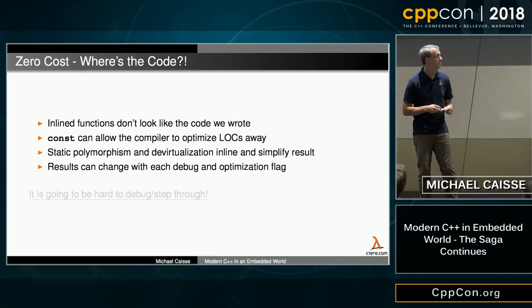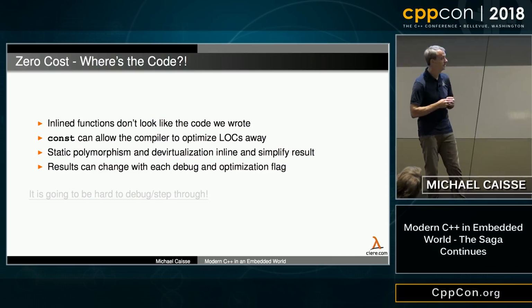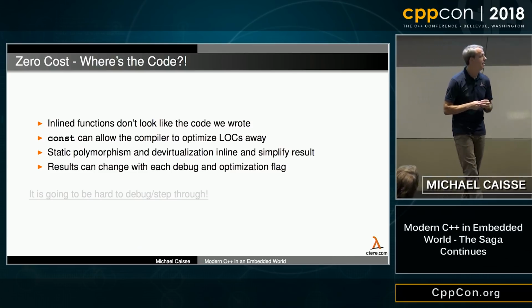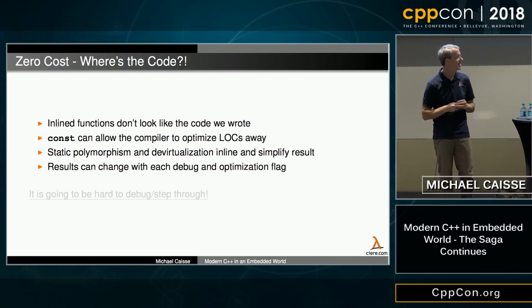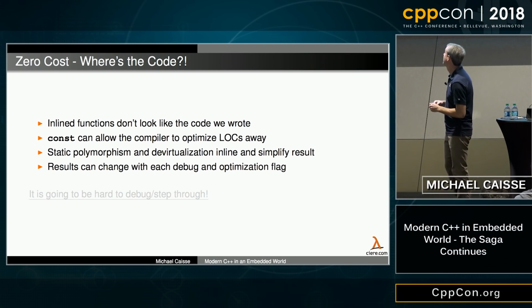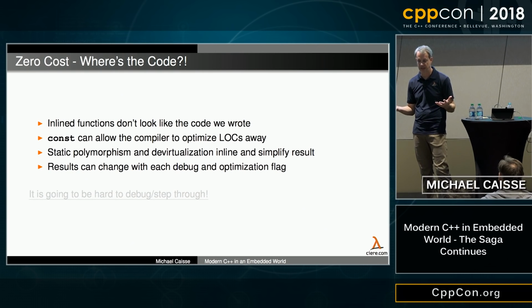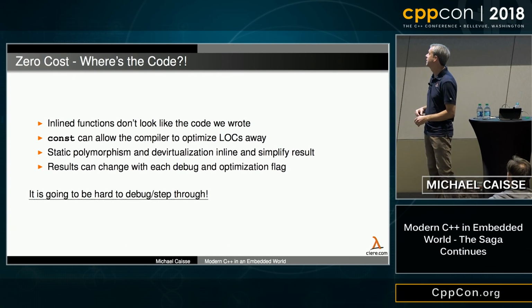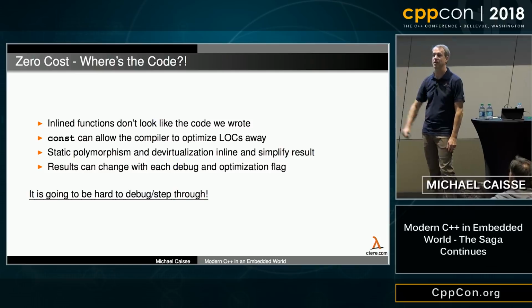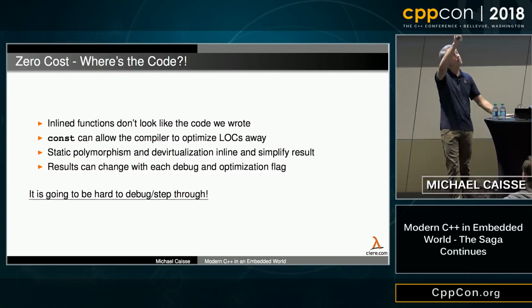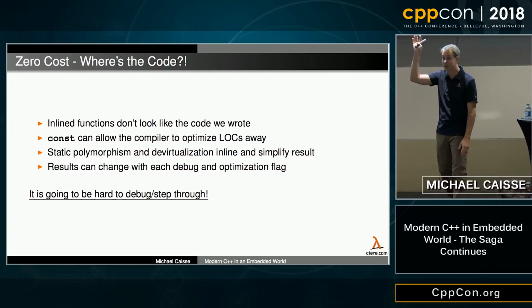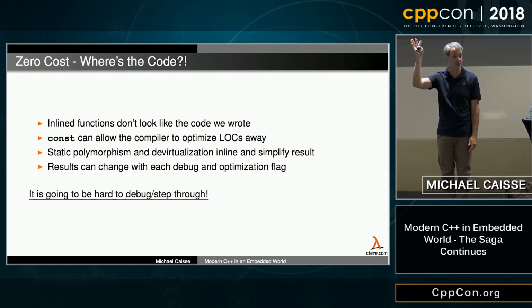Static polymorphism, it's good. And the results, they can change with different debug and optimization flags. Our results can change. Now, one thing at this point is we can say debugging might be hard. Have you ever met anybody, in fact, maybe it's you, who's like, debugging C++ is crazy. As soon as I turn the debugger on and I start stepping through, I have no idea where I'm going to ever be.